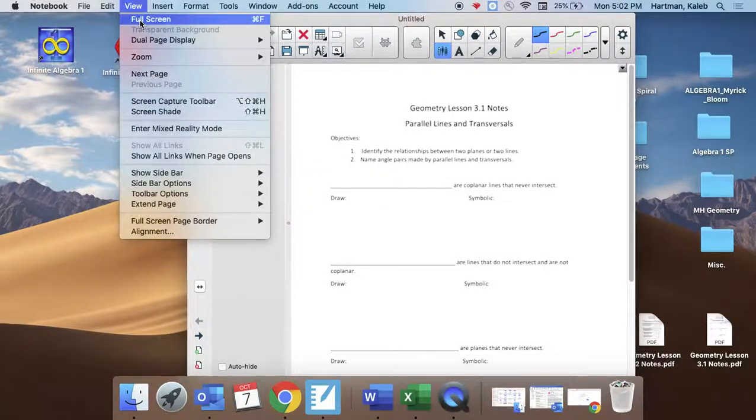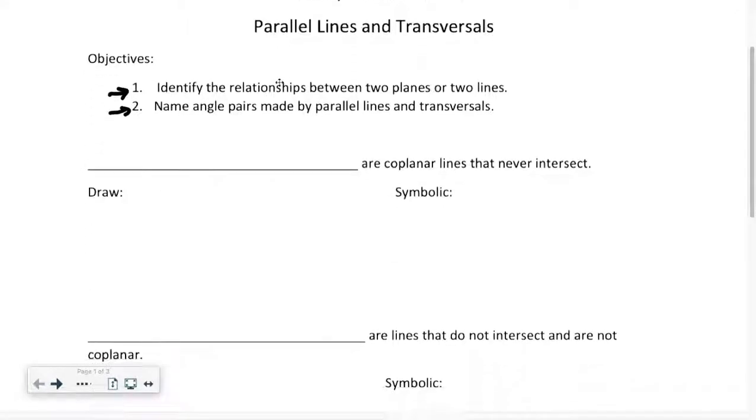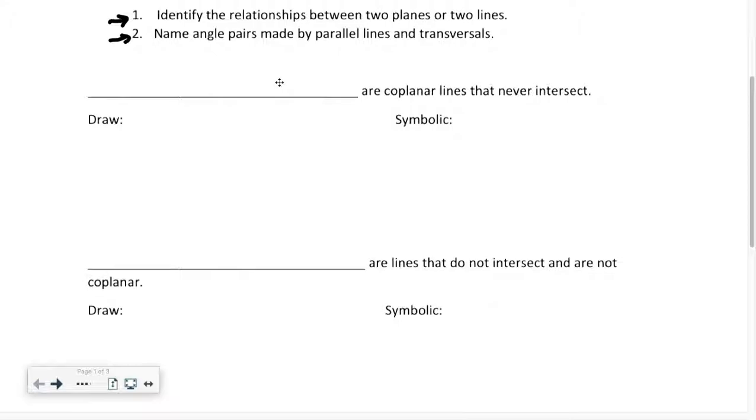Hello everyone. Today we're taking a look at the 3-1 notes, parallel lines, and transversals. Our objectives today: identify relationships between two planes or two lines, and we'll also name angle pairs made by parallel lines and transversals. Okay, so taking a look here, our first definition is parallel lines.